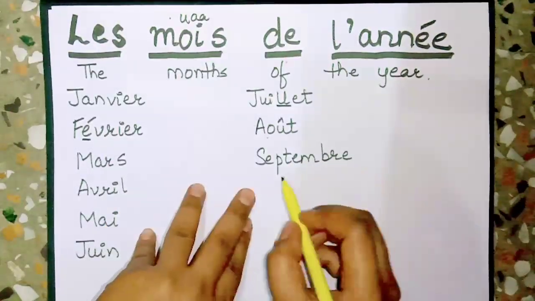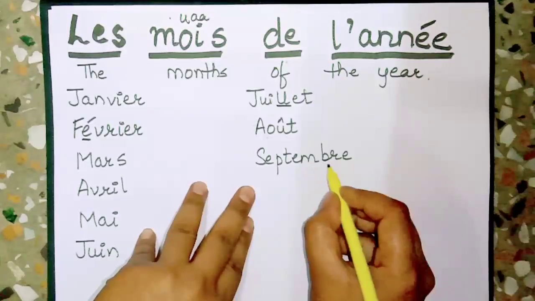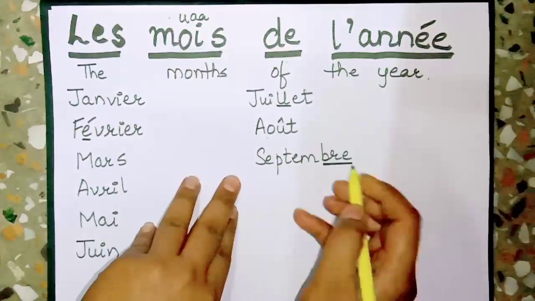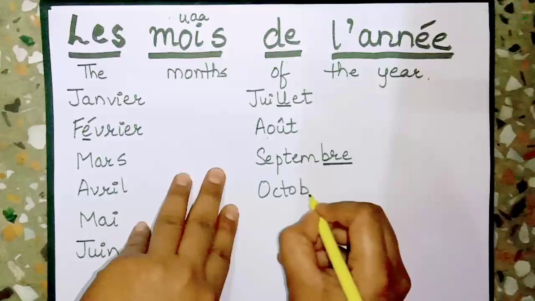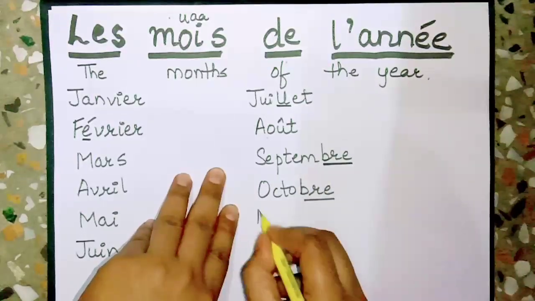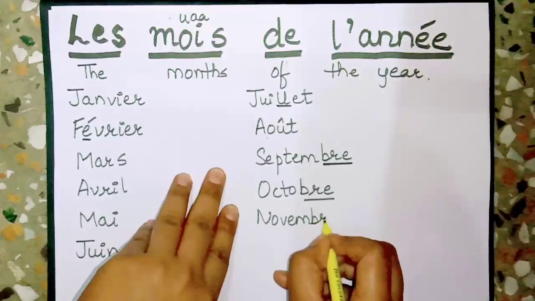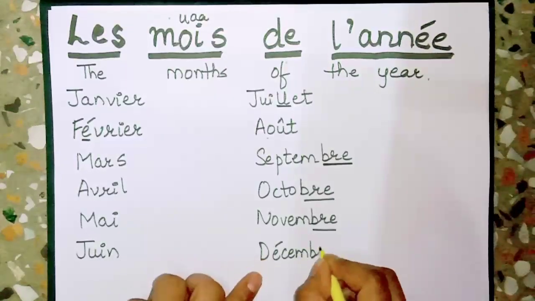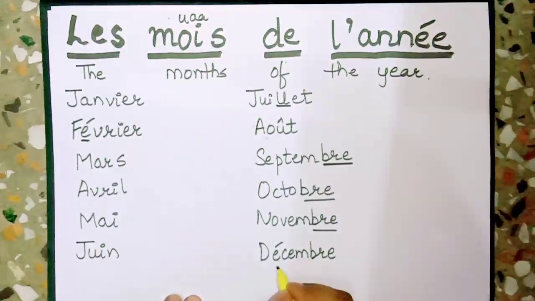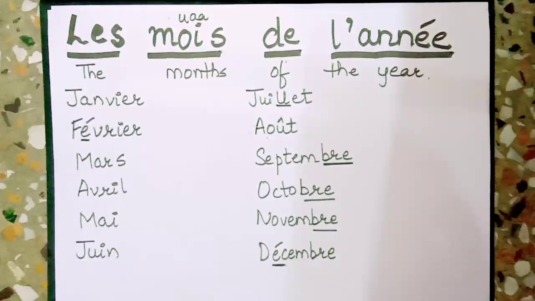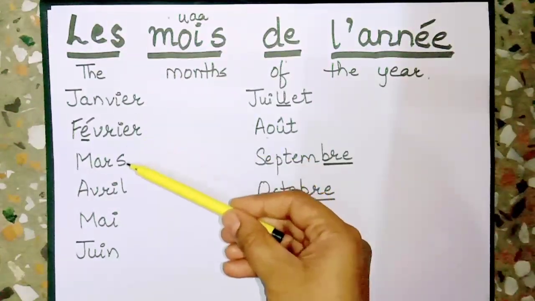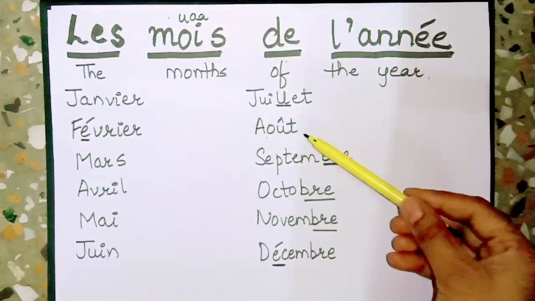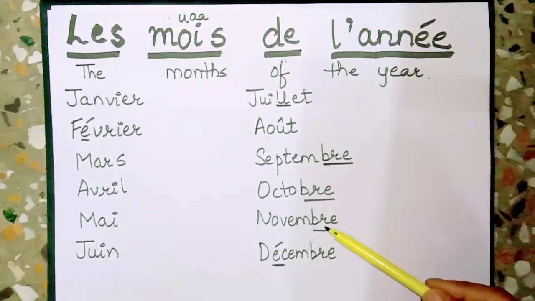September. You see, in English you have September, right? You have B-E-R. So, ये बहुत easy है यहाँ पर, हमें B-E-R जब बस B-R-E करना है, बाकी spelling same है. So, septembre, octobre, same rule, novembre, décembre. Okay, décembre with accent aigu here. So, janvier, février, mars, avril, mai, juin, juillet, août, septembre, octobre, novembre, décembre.